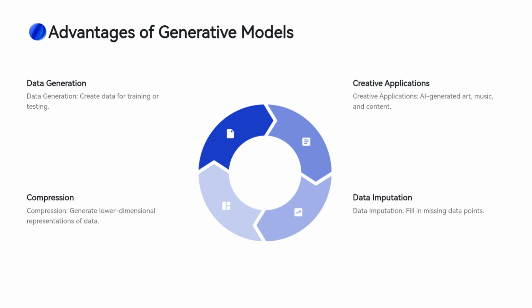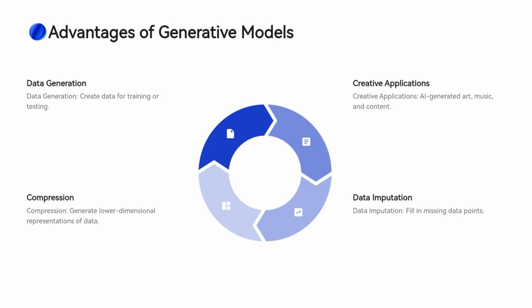Despite their many advantages, generative models come with several challenges. Mode collapse: in GANs, the generator might produce a limited variety of outputs, failing to cover the full diversity of the data distribution. This is called mode collapse. Training instability: GANs, in particular, suffer from unstable training. Both the generator and discriminator need to balance their learning, and if one becomes too powerful, the training process can fail.